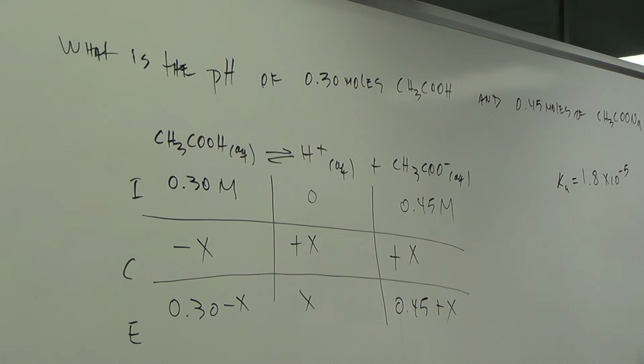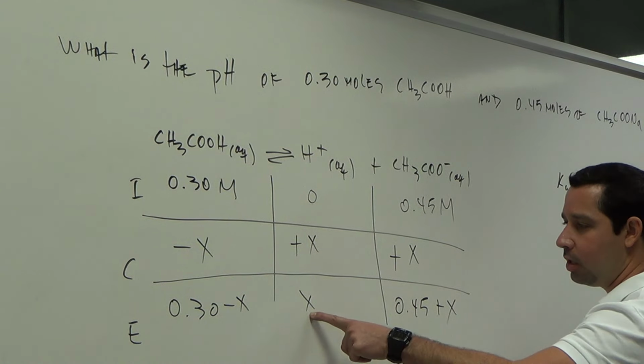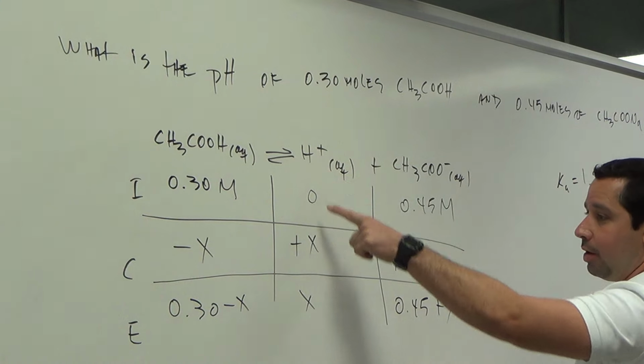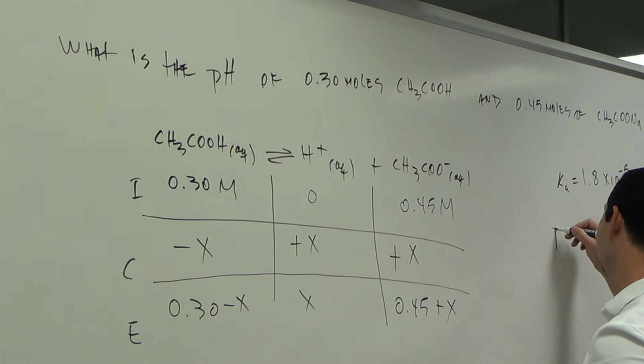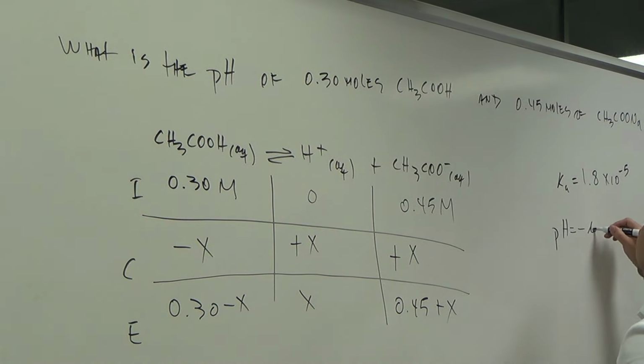Okay, what are we looking for, my friends? You're looking for H plus. I am looking for x. Because when I have x, I can do the minus log of the concentration of H plus, and that's x. So for me to find the pH, I need to find that H plus. So I am going to write it in the equilibrium expression.